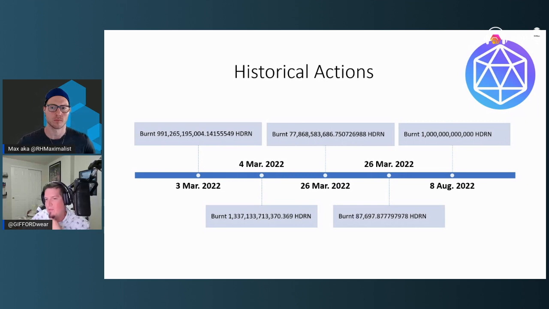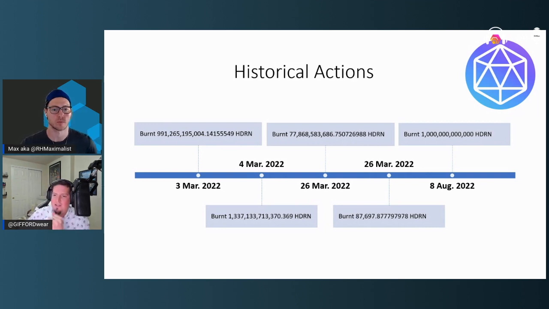Maybe what's happening today is connected. We'll see. Then the next day we saw another burn: 1.3 trillion tokens. And then March 26th, we saw a burn of 77 billion. And then on the same day, we saw a burn of 87,000, which is very interesting. Then if we speed up all the way to August 8th, which would have been just a few days before the launch of Icosa, we saw a trillion tokens burnt there too.